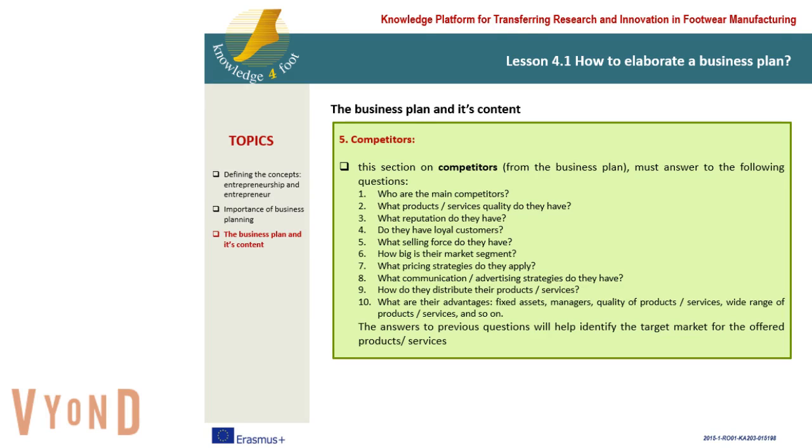5. Competitors. This section on competitors, from the business plan, must answer the following questions: Who are the main competitors? What products, services, quality do they have? What reputation do they have? Do they have loyal customers? What selling force do they have? How big is their market segment? What pricing strategies do they apply? What communication, advertising strategies do they have? How do they distribute their products, services? What are their advantages, fixed assets, managers, quality of products, services, wide range of products, services, and so on? The answers to previous questions will help identify the target market for the offered products/services.